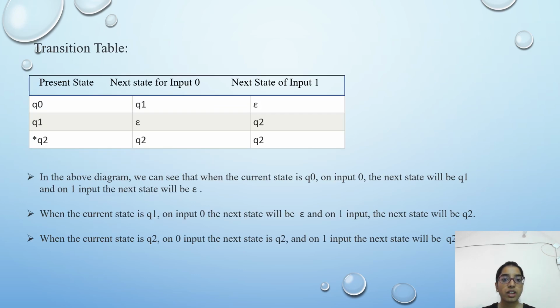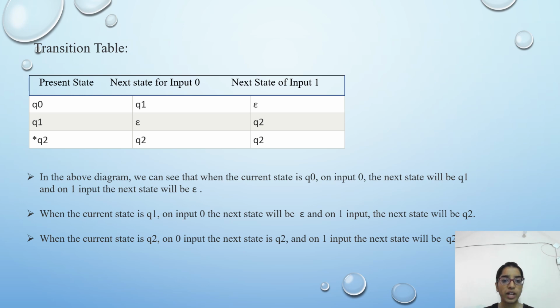Transition table. There are three states: present state, next state for input 0 and next state for input 1. In present state Q0, the next state for input 0 is Q1, the next state for input 1 is epsilon. In present state Q1, the next state for input 0 is epsilon, the next state for input 1 is Q2. And at last, present state Q2: the next state for input 0 is Q2 and the next state for input 1 is Q2.